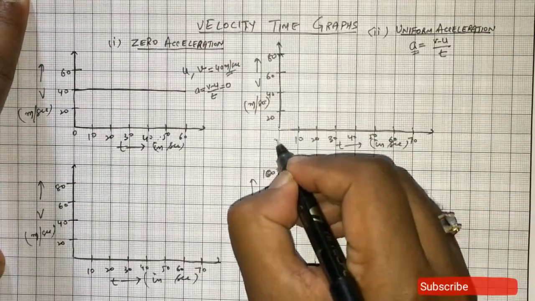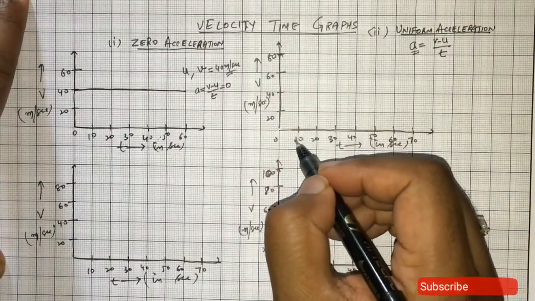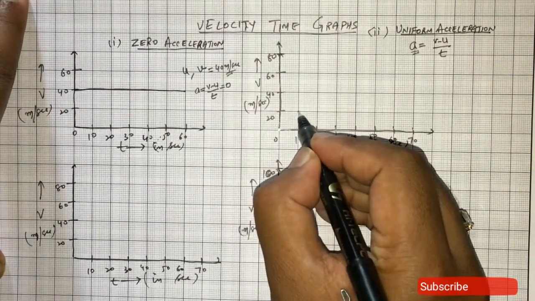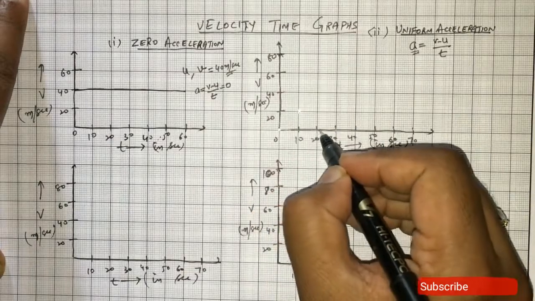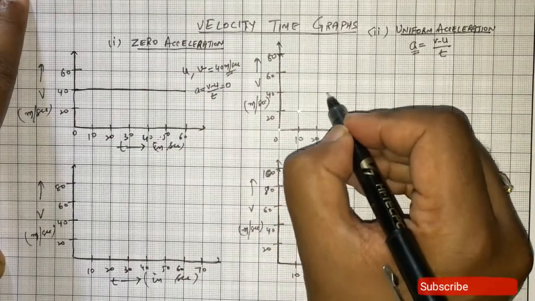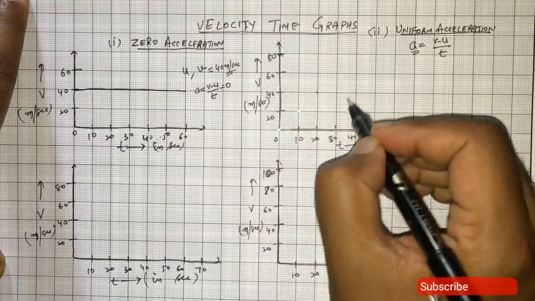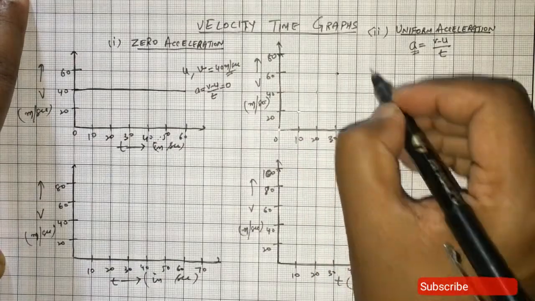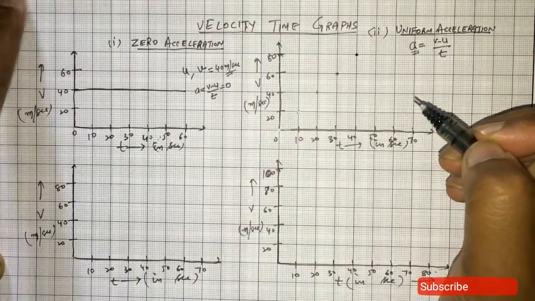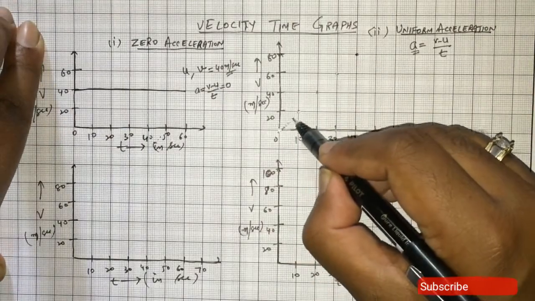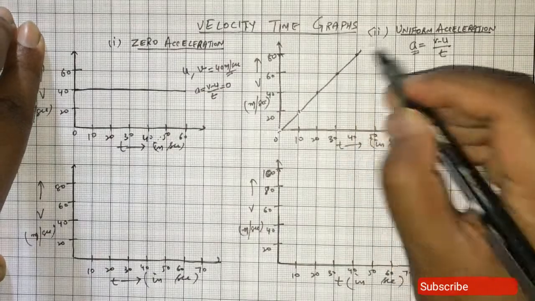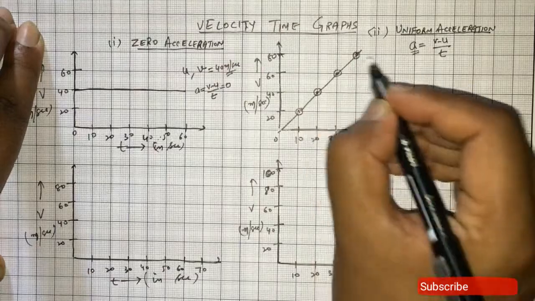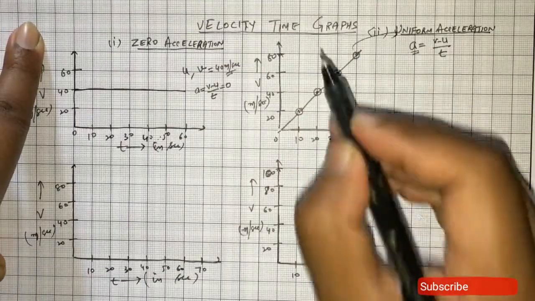Suppose the initial velocity of the body is 0. With the passage of time, its velocity becomes 20. In 20 seconds, its velocity becomes 40. In 30 seconds, its velocity becomes 60. And in 40 seconds, its velocity becomes 80. Now joining all these points, we will get a straight line. The straight line represents uniform acceleration.